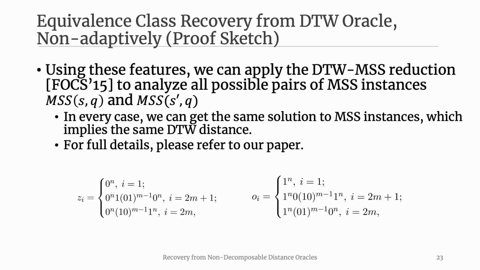Note that we have a pair of input sequences S and S prime. We show that for any given query Q, the two MSS instances, MSS Q for S and MSS Q for S prime, can give the same solution. This implies they have the same DTW distance. This also shows they are not distinguishable by any queries. For details about this case analysis, we refer you to our full paper.